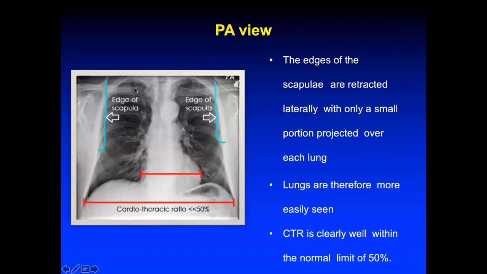First thing, the clavicle is more horizontal in a PA view as compared to an AP view. Clavicles are more oblique in an AP view. The edges of the scapula are retracted laterally with only a small portion projected over each lung. So the lung fields you can easily visualize clearly in a PA view, and there is no cardiomegaly.